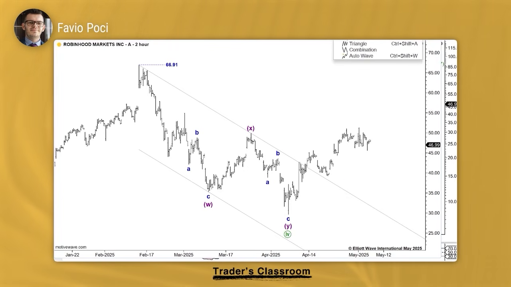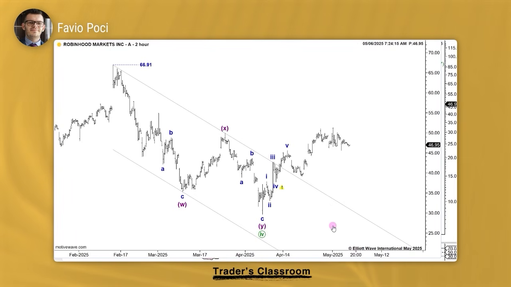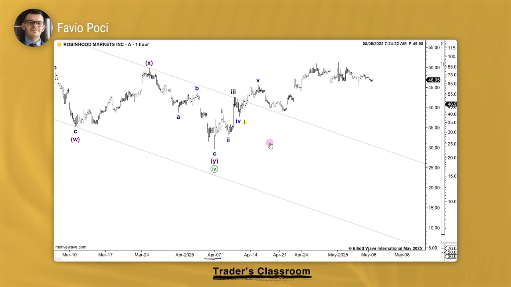Let's count that. 1, 2, 3, 4, and 5. So we've got an overlap between 4 and 5, I think. Let's just see the extended data as well. Maybe this wave 2 unfolded as an expanded flat, so I need to take a look at the 1-hour time frame. Yeah, if we got wave 1 here, or we don't have to do that, we have 1, 2, 3, 4, and 5, so wave 3 is up here, wave 4.